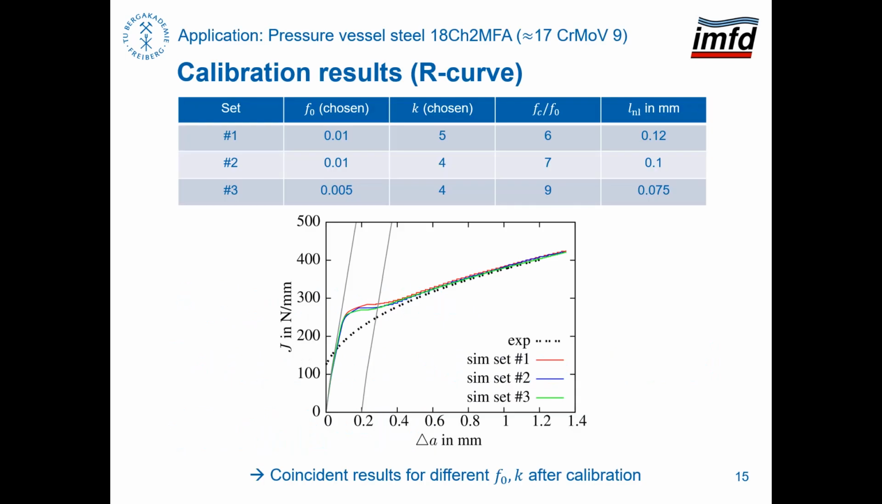As earlier mentioned, different initial sets of initial porosity and K value may yield comparable calibration results. In order to test this hypothesis, the shown three parameter sets are considered. Indeed, nearly coincident results in terms of the R-curve are obtained. A good agreement with the fit function constructed from experiments exists from the 0.2 mm shift of the blunting line until a crack extension of 1.2 mm.